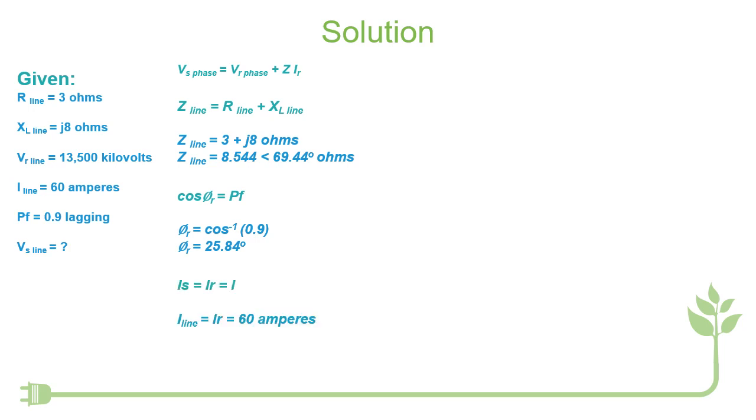Therefore, the receiving current is equal to the sending current, and the current of the line is also equal. Therefore, the receiving current is equal to 60 amperes.